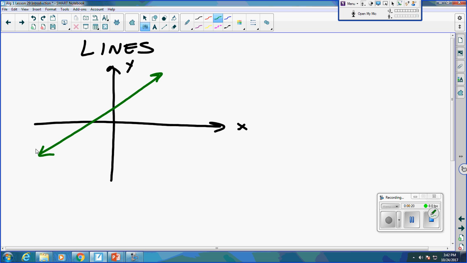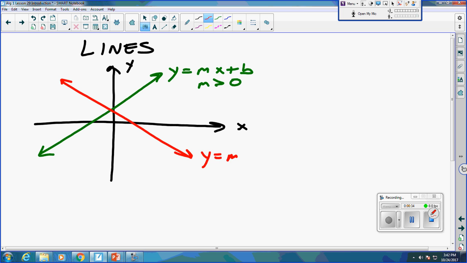And that would mean that the m in this equation is greater than 0. It is positive. Likewise, a decreasing line like the red line would also be the same equation because it is a diagonal line, but this slope m will be less than 0.